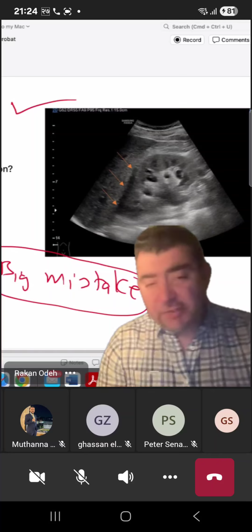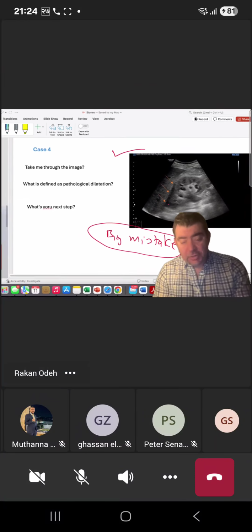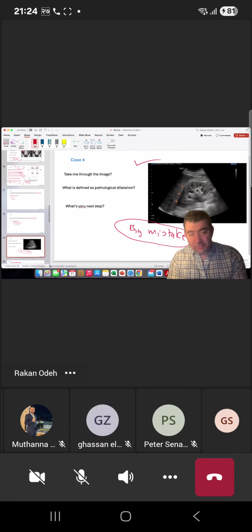So how does gas look in ultrasound? Does it look black or white? The gas looks black in the ultrasound. Am I right? I'm not pretty sure, to be honest. Okay, fine. What's your diagnosis here?